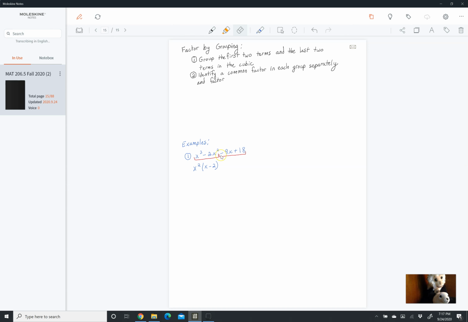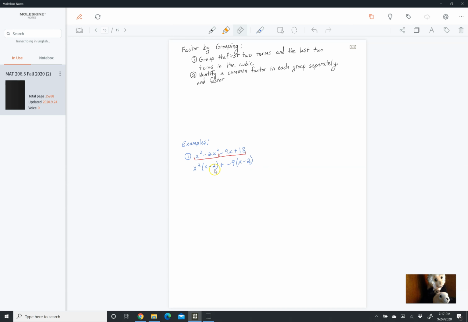In the second group, we have a negative 9x plus 18. So there's a 9 that goes into both, and we pull out the negative. If there's a negative here, pull it out. So we have a plus, and we're going to pull out negative 9, which leaves us with an x minus 2. Okay, now notice, again, just like in the quadratics, we have an x minus 2 in both of these.